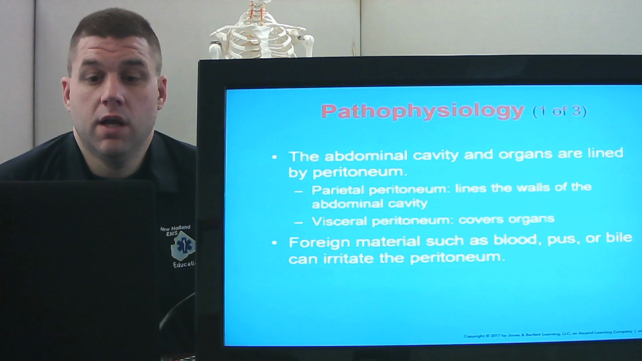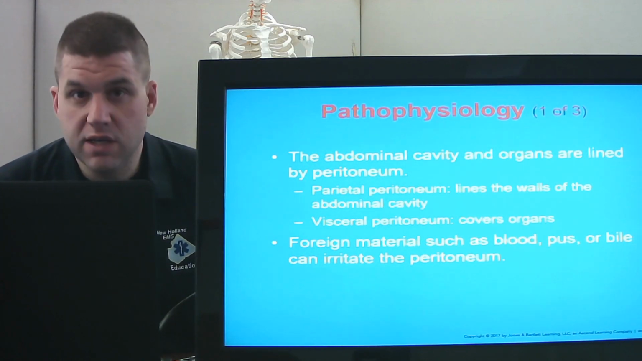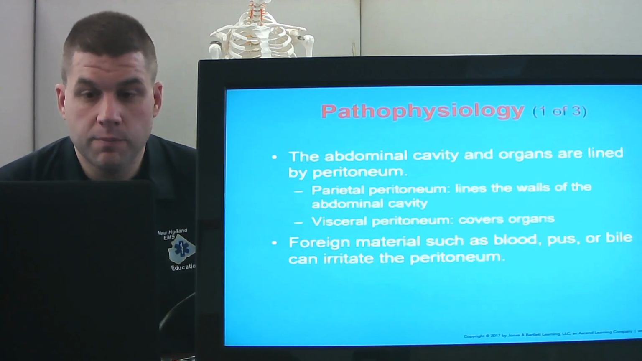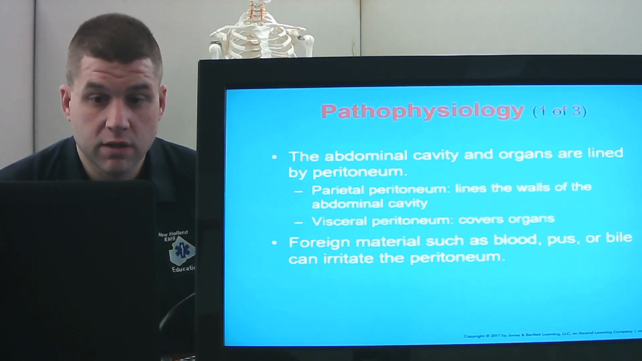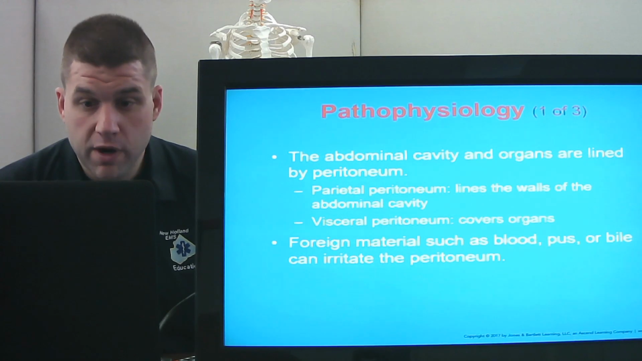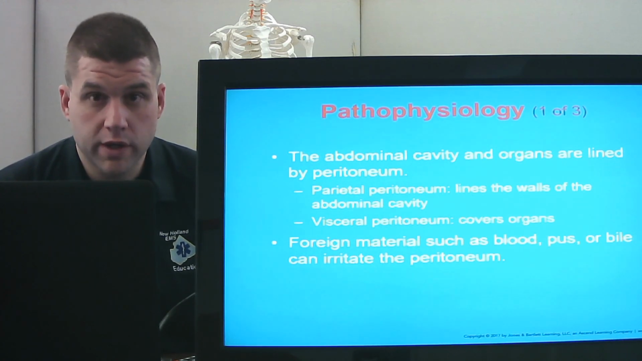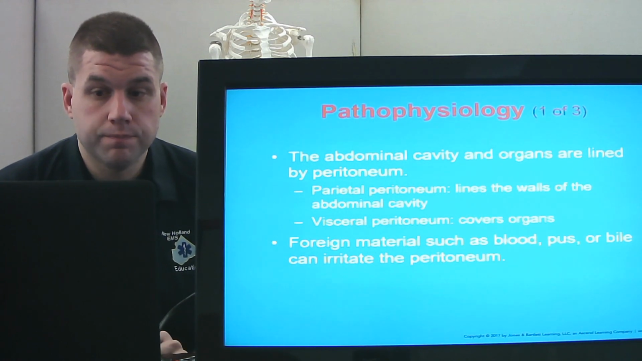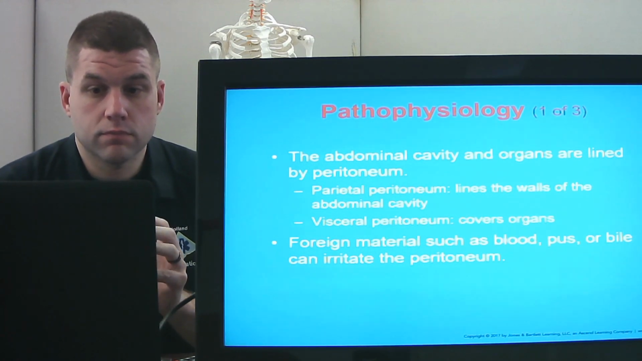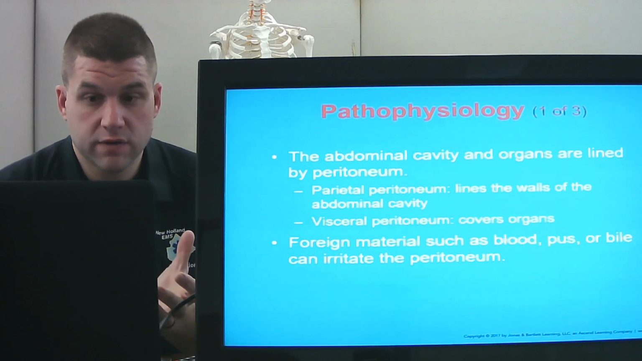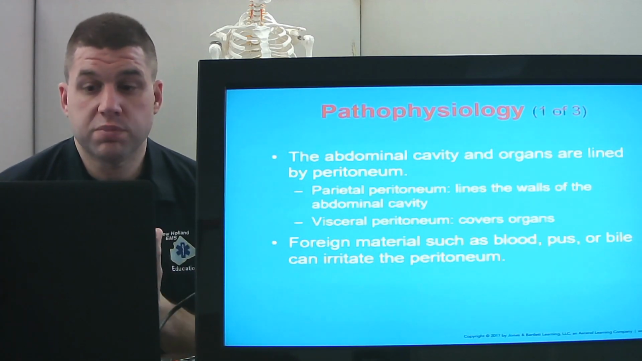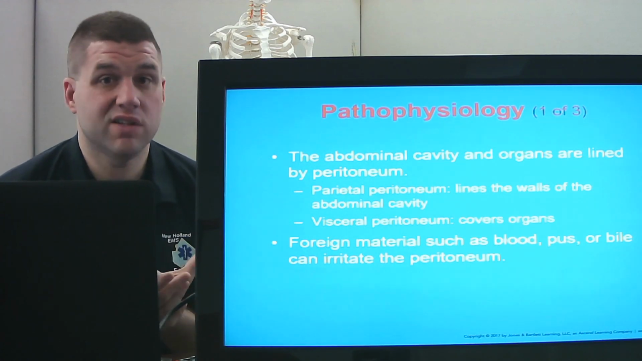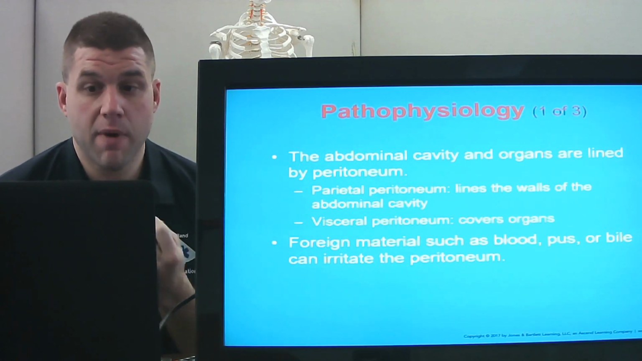Right, parietal, lots of P's. Parietal peritoneum lines the walls of the abdominal cavity, right? The visceral peritoneum covers the organs, right? Remember, parietal, outside, visceral, against the organs. Foreign materials such as blood, pus, or bile can irritate that layer, that membrane.